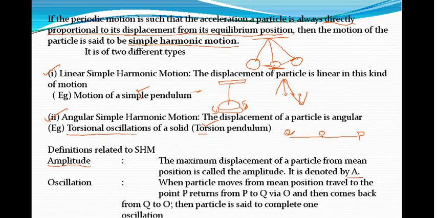or you can say first you are moving towards P. Okay, so first starting from P, it is moving to Q via this O and again coming back to P. So this is called as one oscillation.